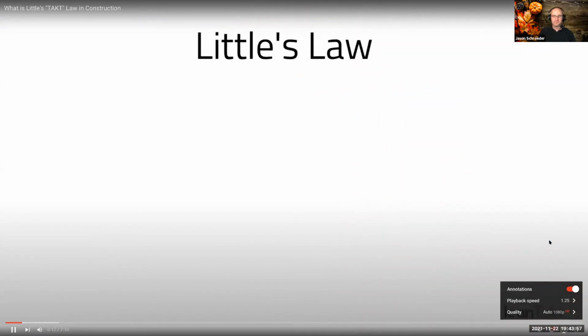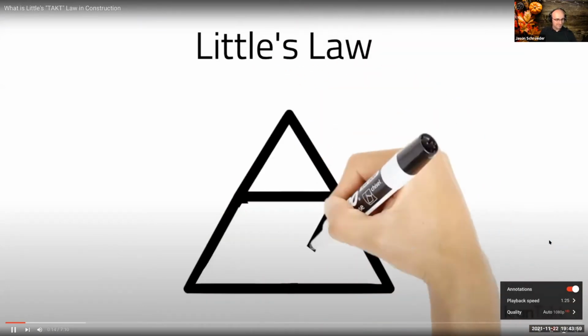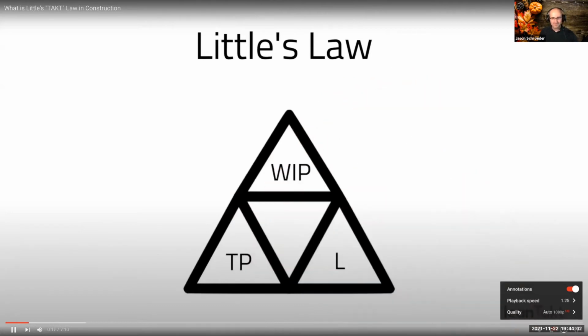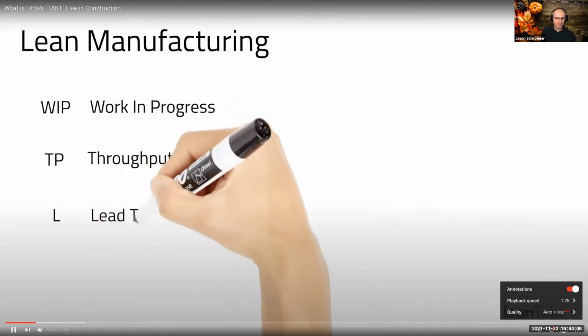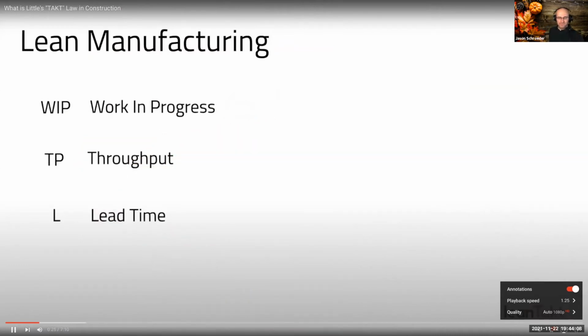Little's Law is a mathematical production law. In manufacturing and other industries, Dr. John Little found that WIP, or work in progress, TP, or throughput, and L, for lead time, were all correlated.